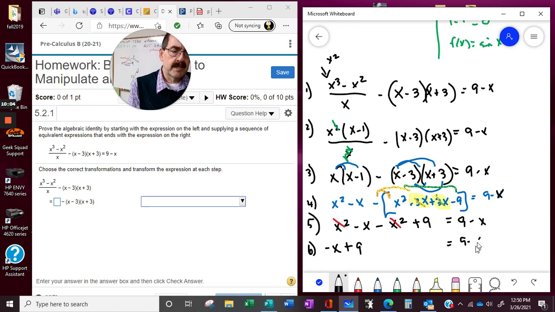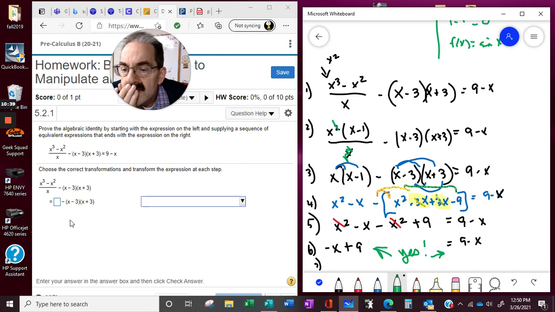Negative x plus 9 equals 9 minus x. Choose the correct transformation and transform the expression for each step. Negative 1 x plus 9 equals 9 minus x. We already got it. Yes, got it. Those are the same. All right.